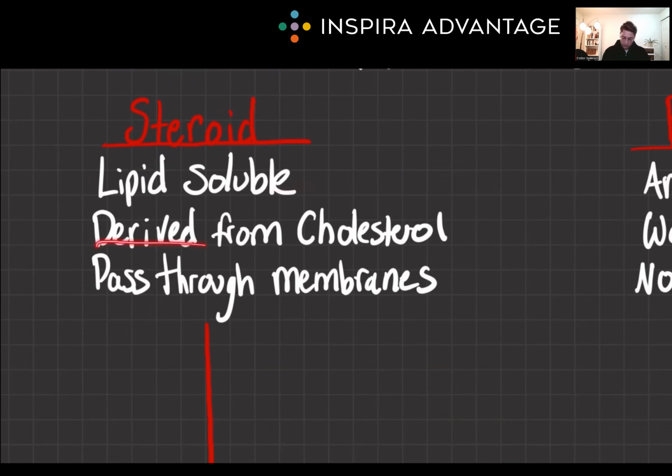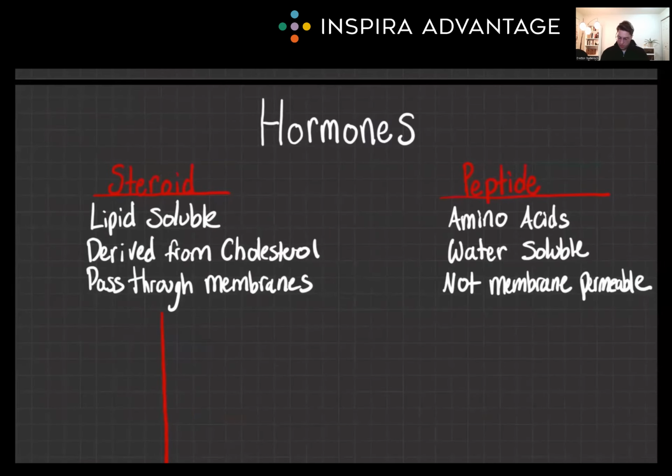They're also all derived from cholesterol. On the other hand, peptide hormones are all made from amino acids. They are water soluble, meaning they can't just diffuse right across the cell membrane without a little bit of help, meaning they're not membrane permeable.